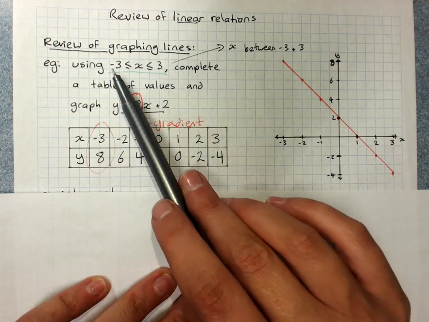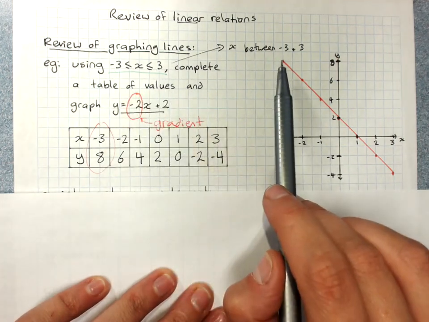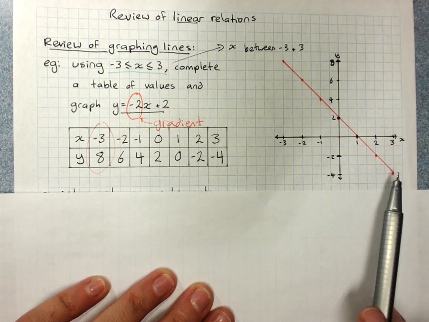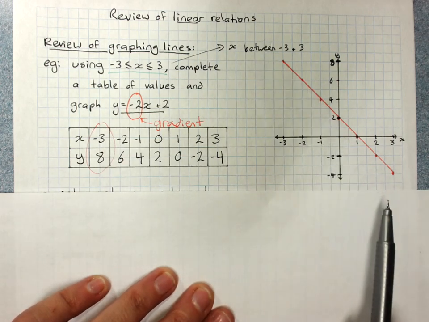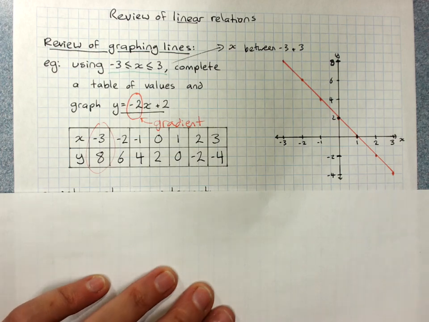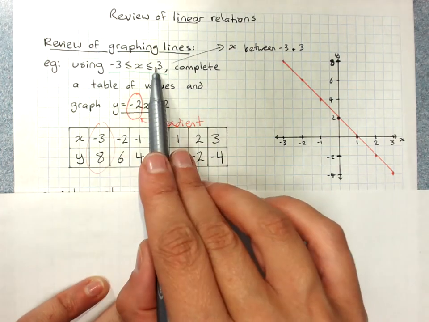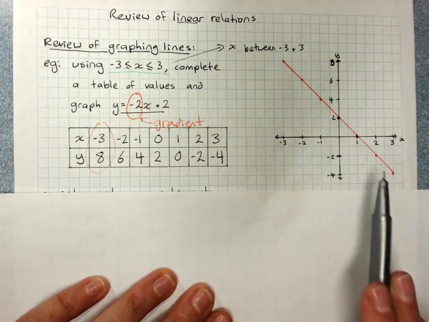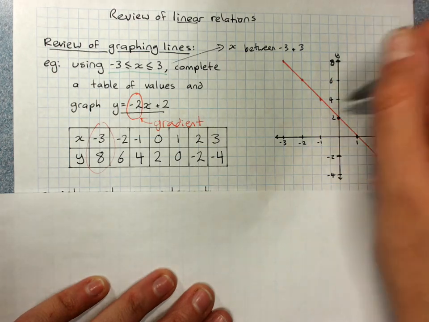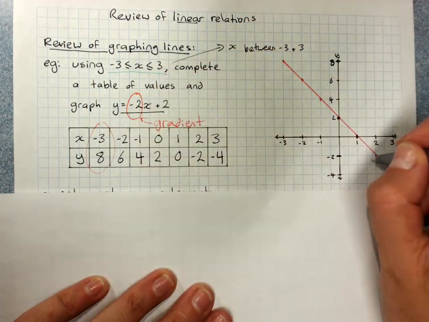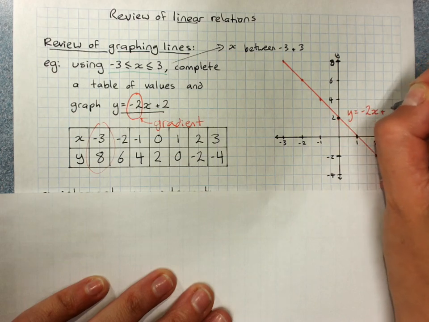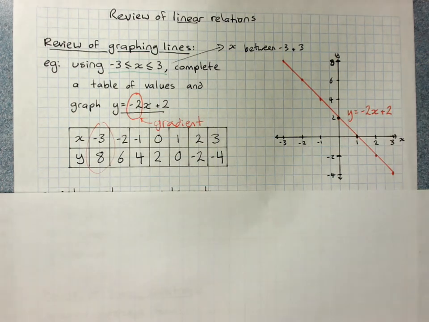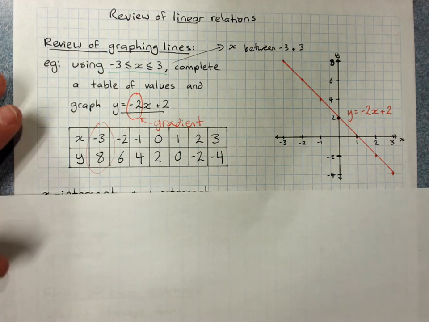If they didn't say, I only want this bit, you would have to continue this past the points and put arrows, and I won't hassle you if you always continue it past the points and put arrows. But technically, because they said limit it to this, we should limit it to just that range. And label your rule y equals -2x plus 2. So that's a review of graphing lines. It's different to sketching a line, which we'll learn about later.